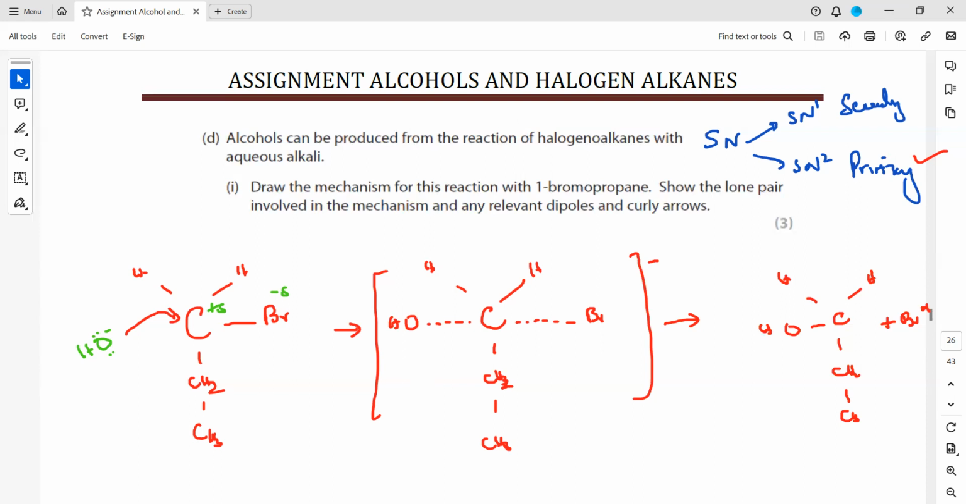So the first thing you have to recognize, from the shape, is whether the halogenoalkane is primary or tertiary. If it is primary, it is SN2. Secondary can be SN2 or SN1. But tertiary will always be SN1.